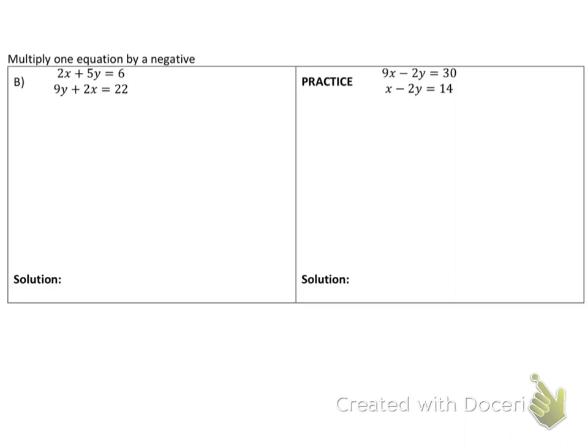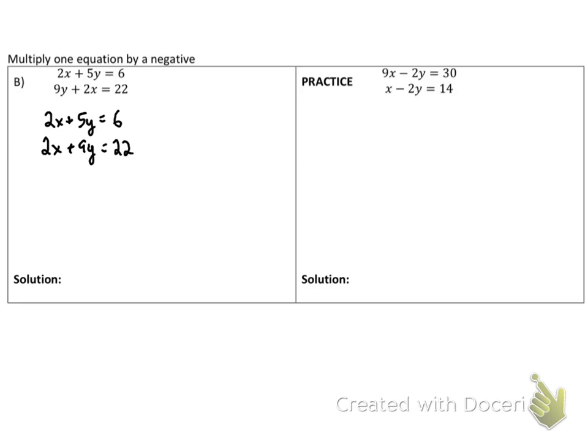Well, the first thing I need to do is rewrite this system so that the variables are stacked. X's, and then the y's, then the equals, and then the constants, those numbers. All right, so now you'll notice the coefficient on both of the x's is 2. So they're both positive, though. I need them to be opposite coefficients.